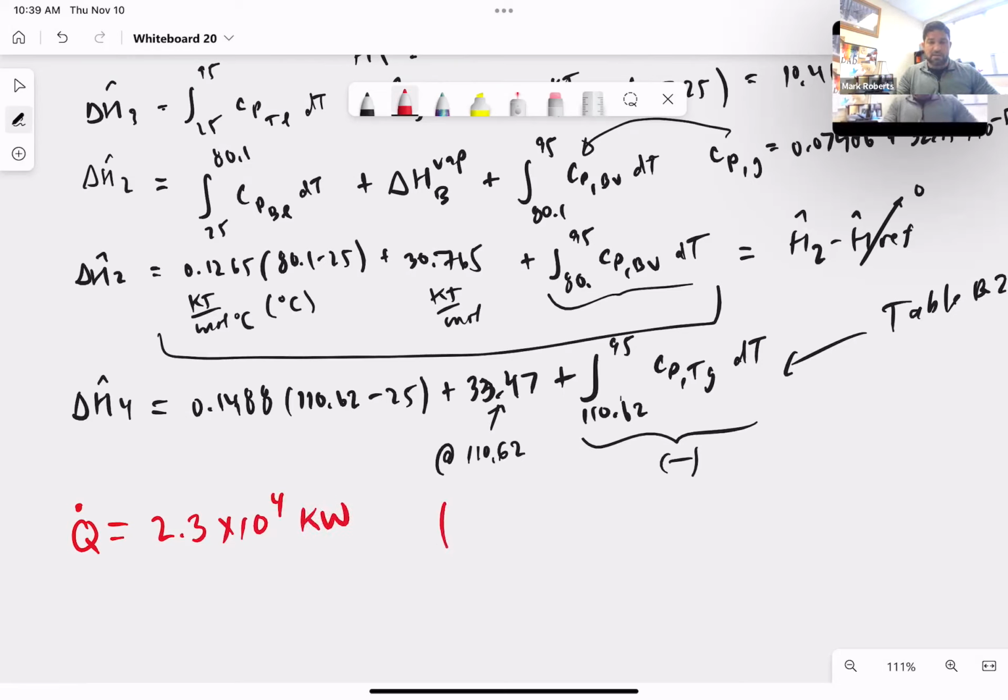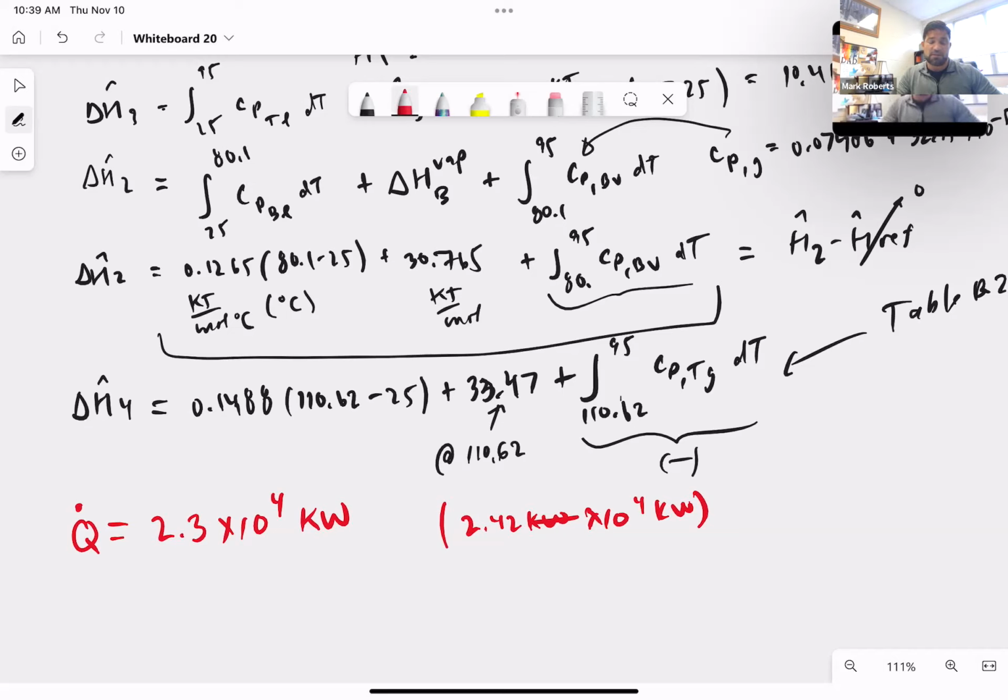I want to note that if I didn't make the simplification for the heat capacity of the liquid, so if I use the extra temperature dependent term, I would have ended up getting a heating rate of 2.2 times 10 to the 4 kilowatts. So I'm a little bit off, and the reason for that is because the temperature change for the liquid is so high.